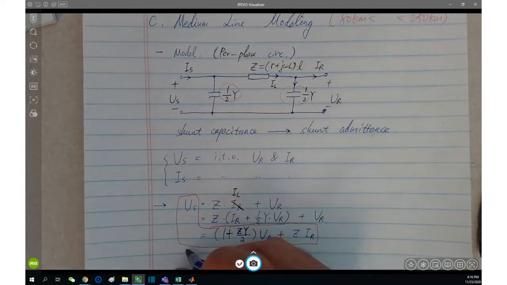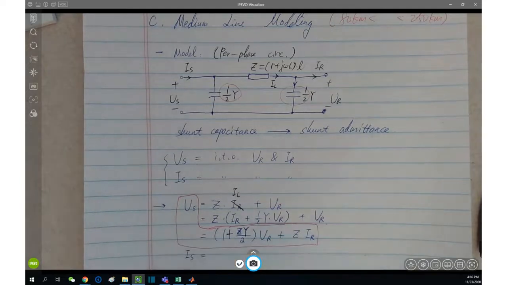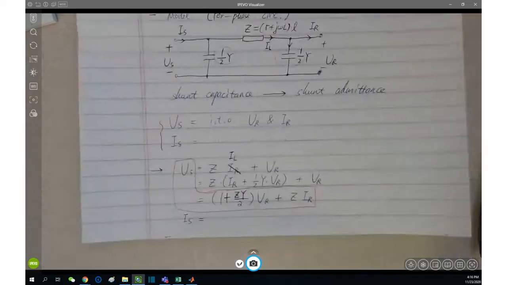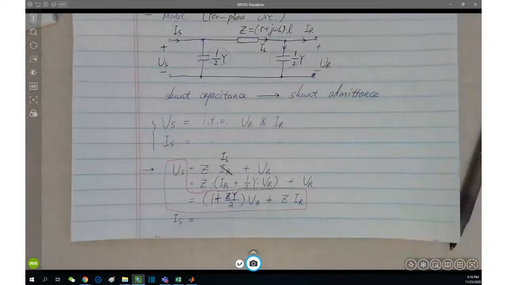Similarly, IS equals what? Okay, I'll give you a couple of minutes. Try to do this to avoid getting rusty from the 235 course. This is something very basic. You can't say you don't know this. IS equals what, also in terms of VR and IR? This is 235 knowledge.